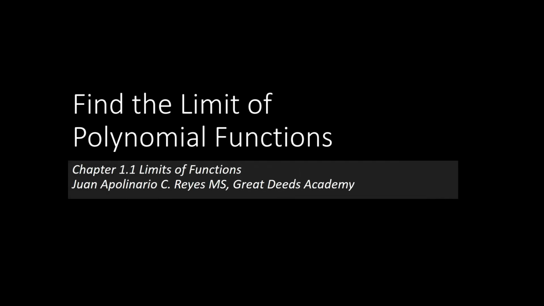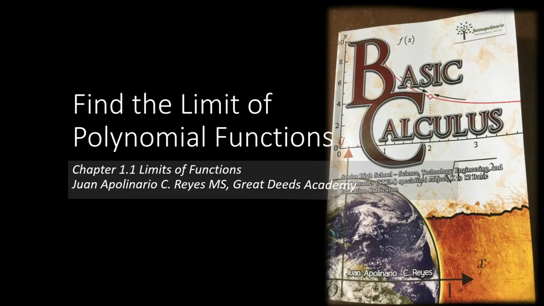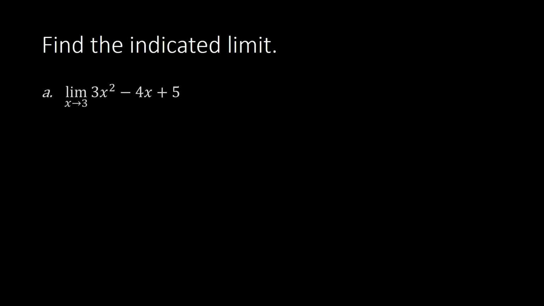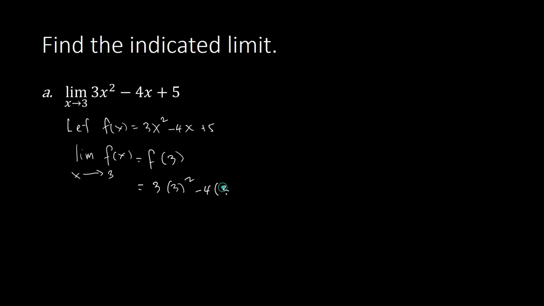Find the limit of polynomial functions. Let us get the limit of 3x squared minus 4x plus 5 as x approaches 3. So when our function is a polynomial function and x is approaching a real number, all we have to do is evaluate the function when x is equal to 3. So the limit of our function as x approaches 3 is equal to 20.